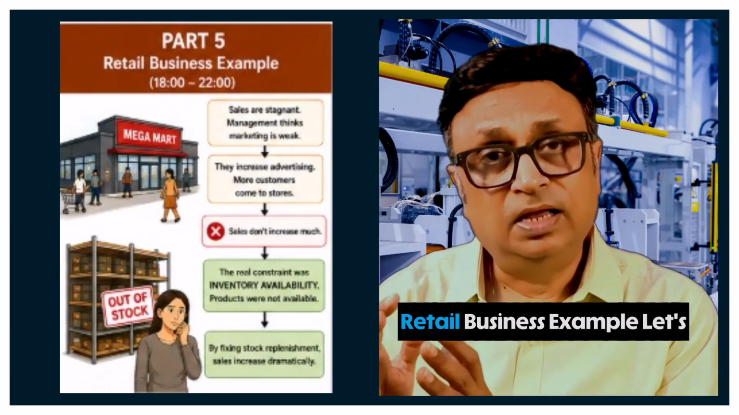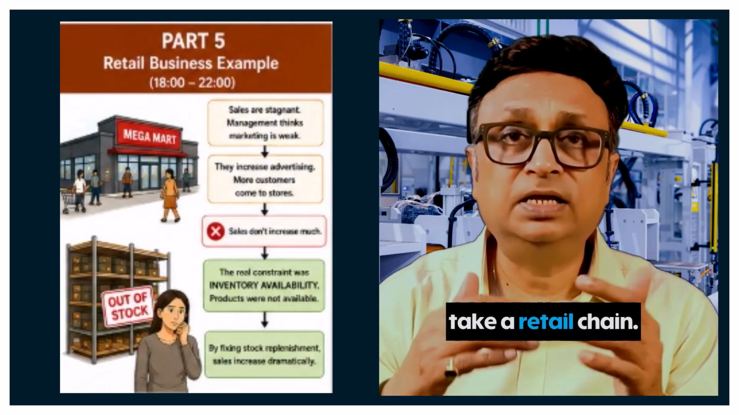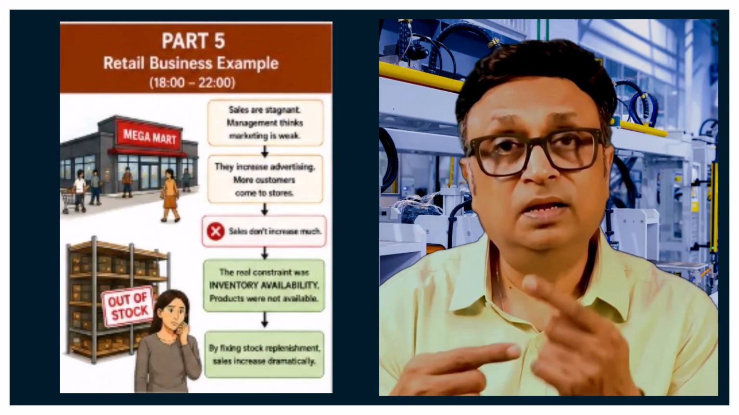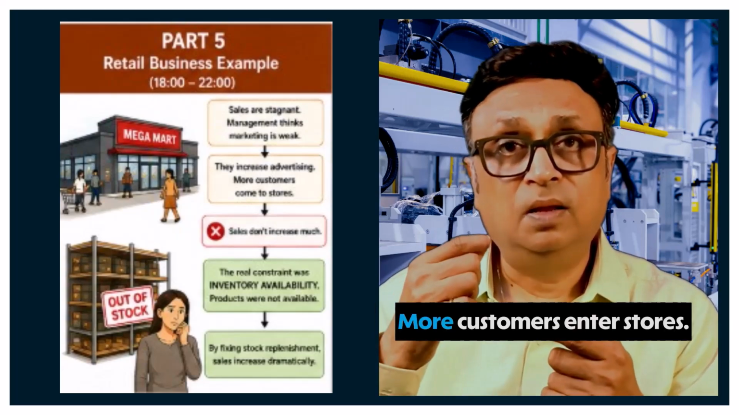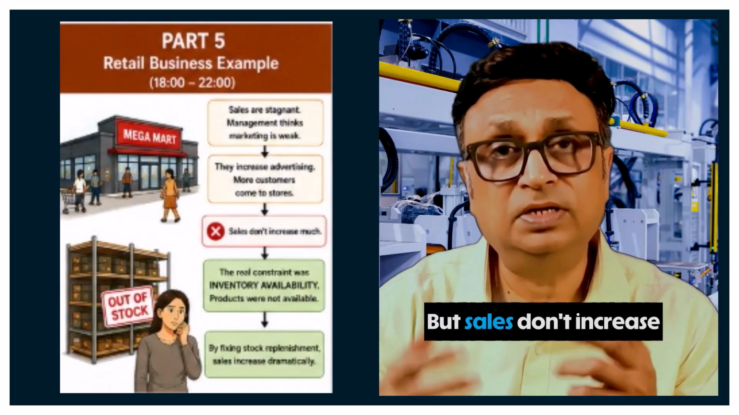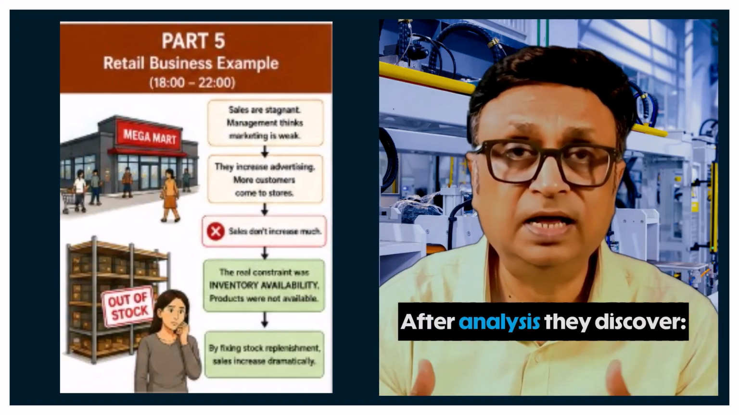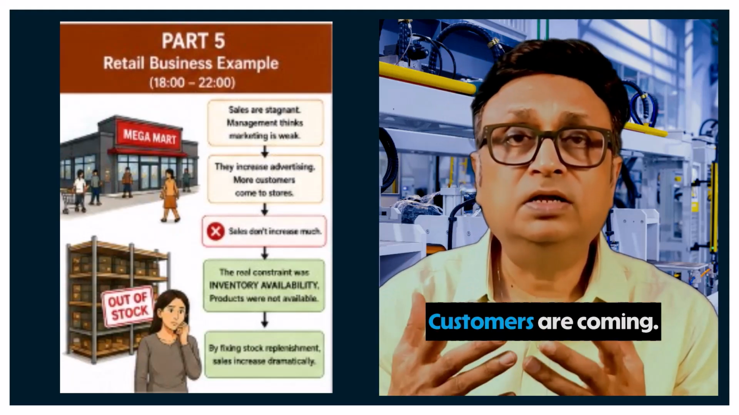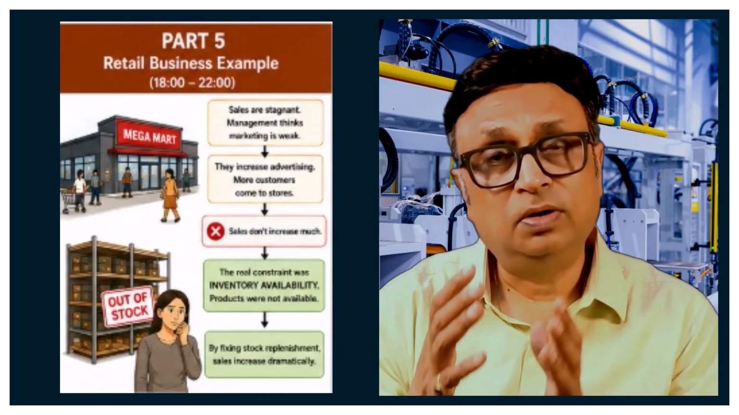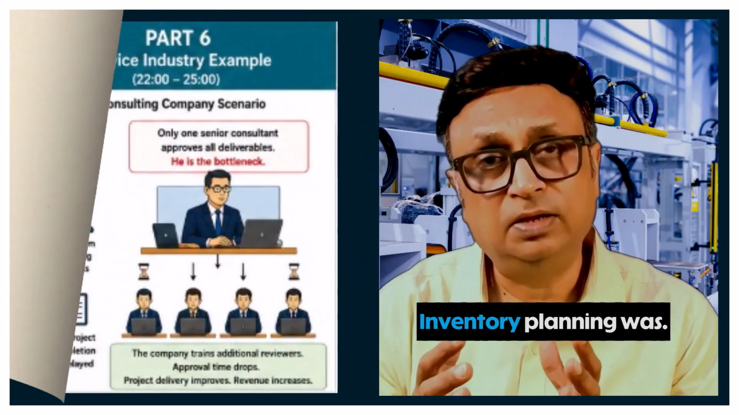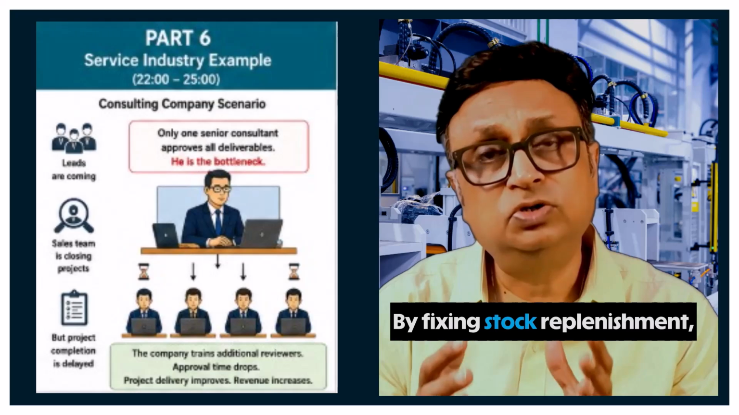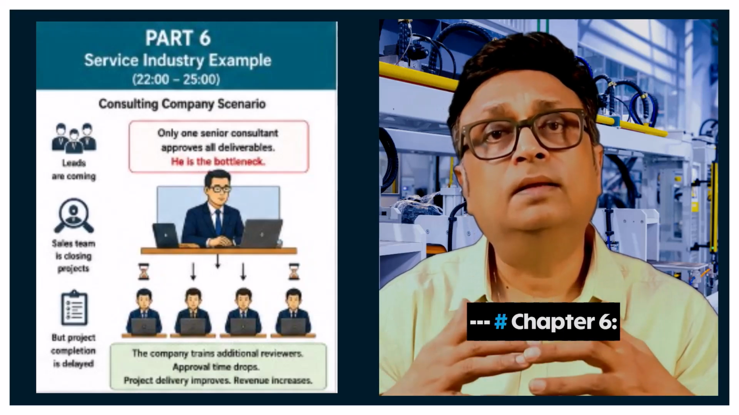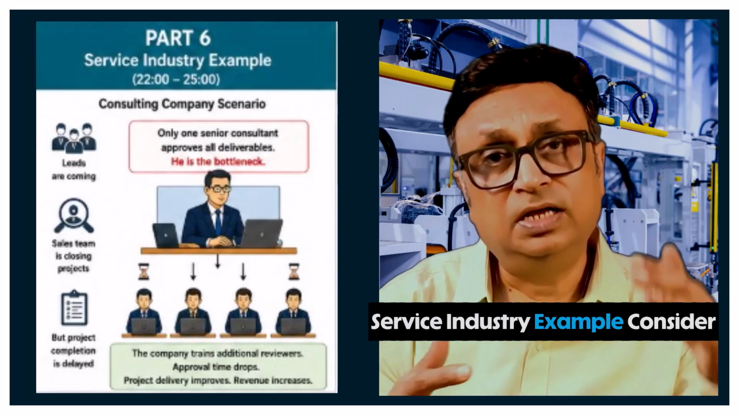Chapter 5: Retail Business Example. Let's take a retail chain. Sales are stagnant. Management thinks marketing is weak, so they increase advertising spend. More customers enter stores, but sales don't increase much. After analysis, they discover the real constraint is inventory availability. Customers are coming, products are not available. Marketing wasn't the problem. Inventory planning was. By fixing stock replenishment, sales increased dramatically. The constraint was hidden.